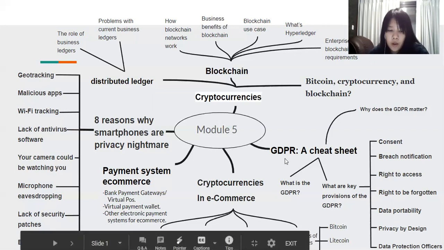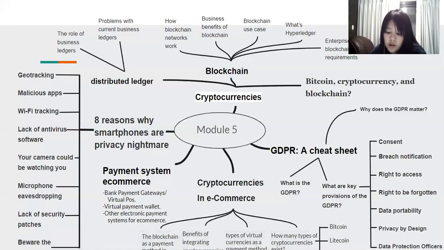The last one is beware the backdoor. In 2018, the Chinese made a backdoor into smartphones from Huawei and ZTE. The user's data could be shared with a foreign government through a backdoor, so we should be careful.